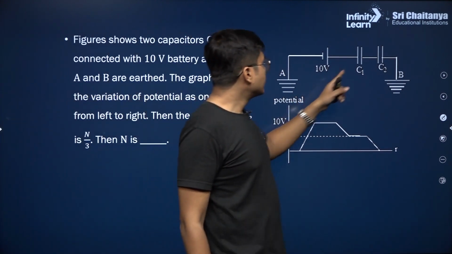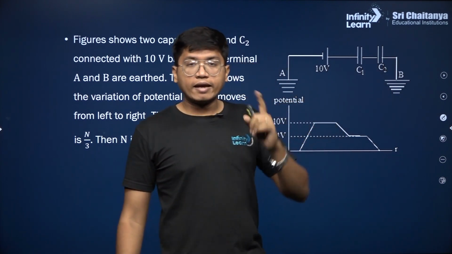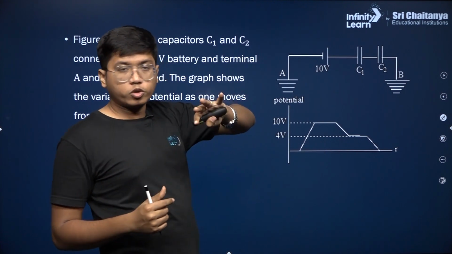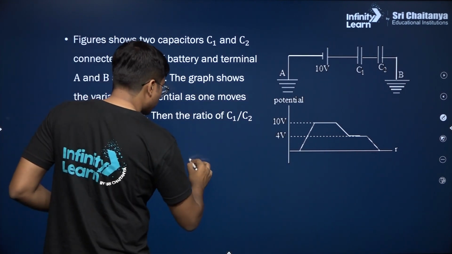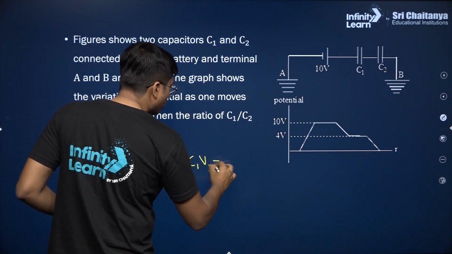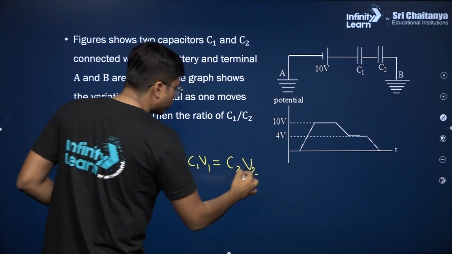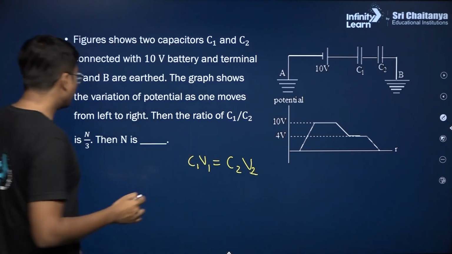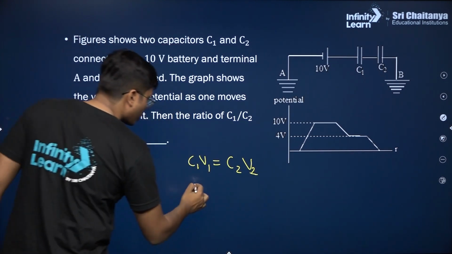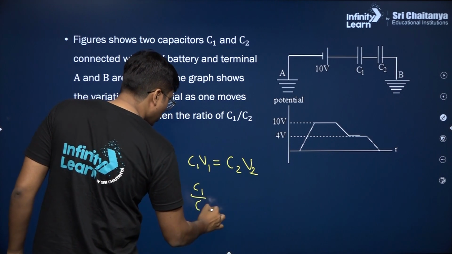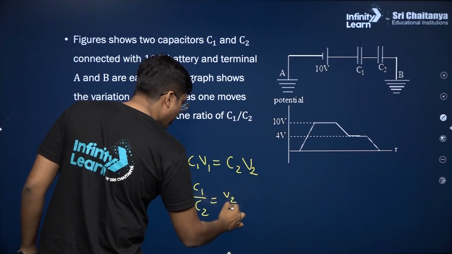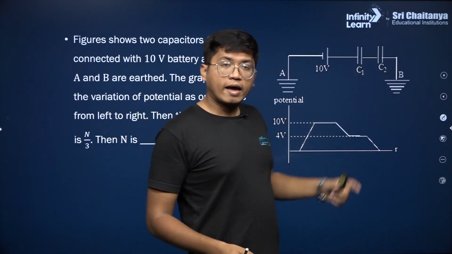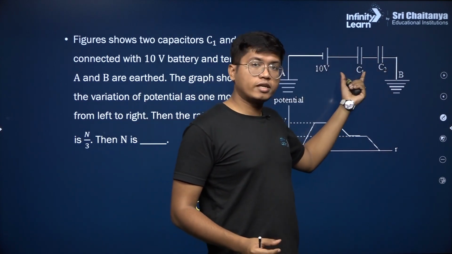Now over here, C1 and C2 are in series. If they are in series, that means the charge is going to be the same. Q1 is equal to Q2, which means C1 V1 is going to be equal to C2 V2, because this is Q1, that is Q2. We want C1 by C2. So C1 by C2 becomes equal to V2 by V1. V2 refers to the potential drop across C2, and V1 refers to the potential drop across C1.